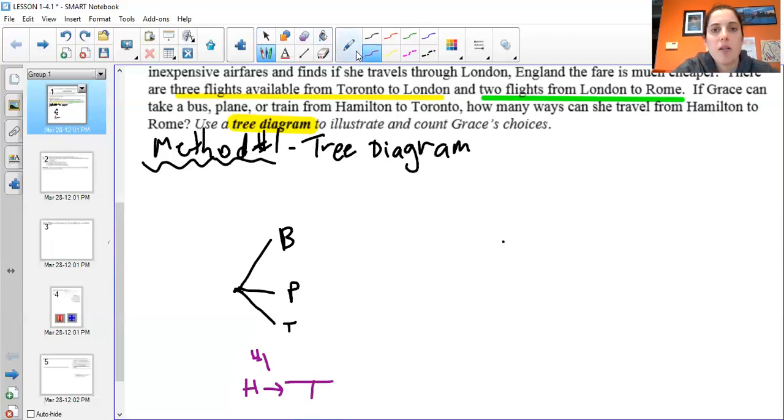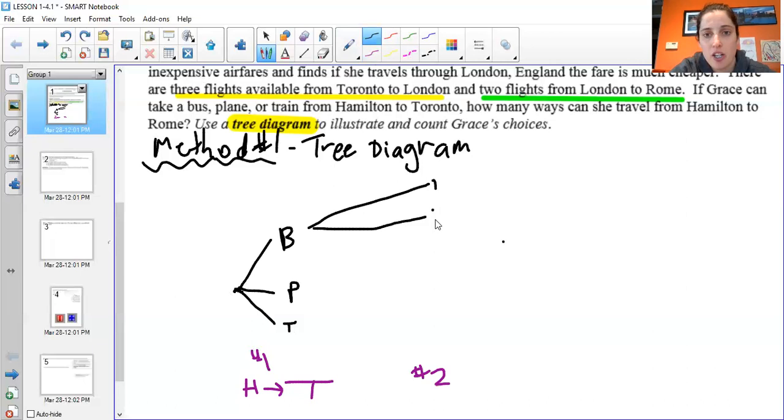And then leg number 2: now I'm here in Toronto. So to go from Toronto to London, that's leg number 2, I can actually go on 3 flights. So essentially I could take a bus, flight 1, a bus, flight 2. From each of these options, I can branch out 3 times. That's why they call it a tree diagram, because it branches out.